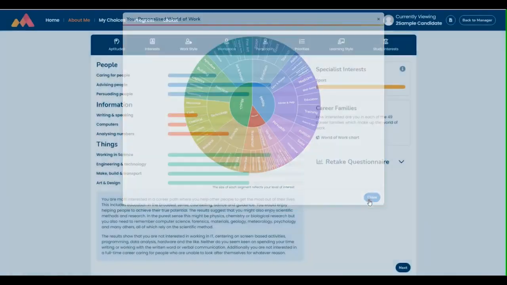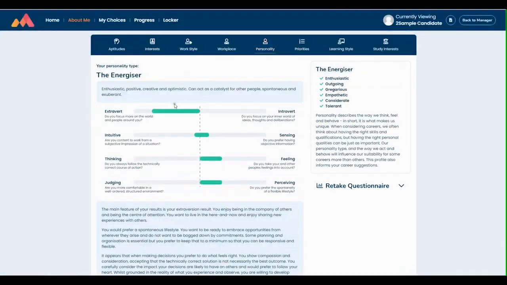Now I'll close this down and we'll look at personality. Here we see a fairly strongly defined profile. They have a clearly defined preference for focusing on the outer world of people and things around them, fairly strong extroversion, rather than their inner world, and they have a preference for not dealing just with the facts when they're making decisions, but thinking how decisions might impact individuals.